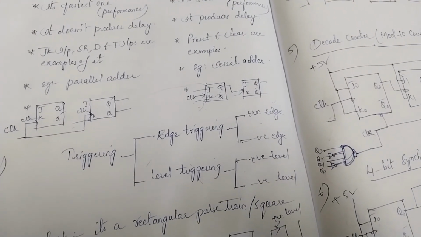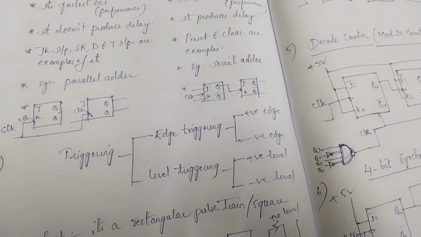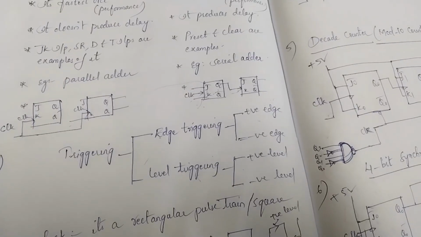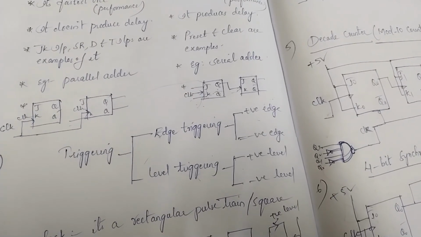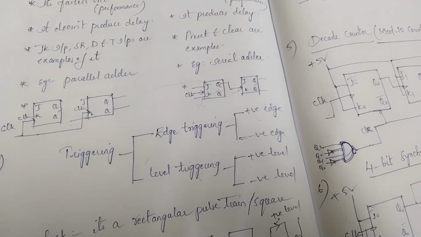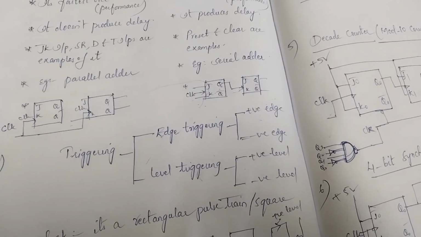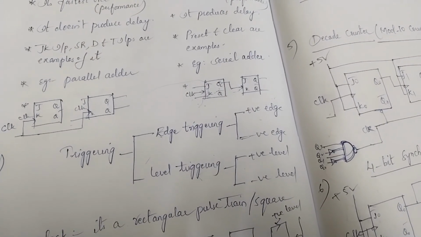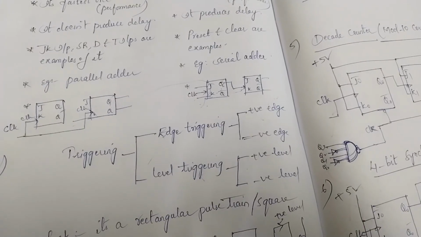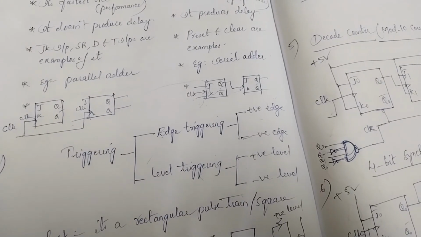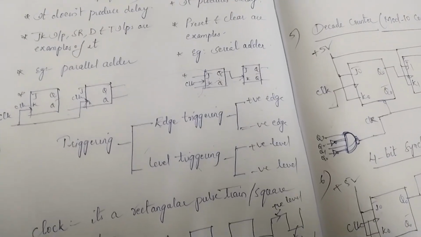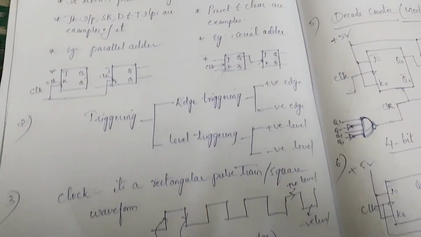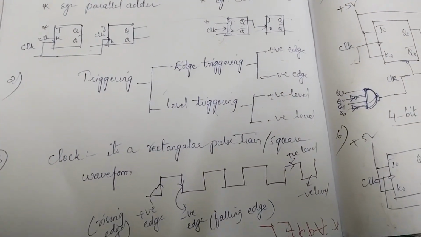And the next classification we have is triggering. What are the types of triggering? It is also an important question for 3 marks. There are 2 types of triggering: edge triggering and level triggering. So see here, if it is asked for 1 mark, then you have to write only that triggering is of 2 types: edge triggering and level triggering. But if it is for 3 marks, then you have to classify it clearly. Again, edge triggering is classified as positive edge and negative edge, and level triggering is classified as positive level and negative level triggering.